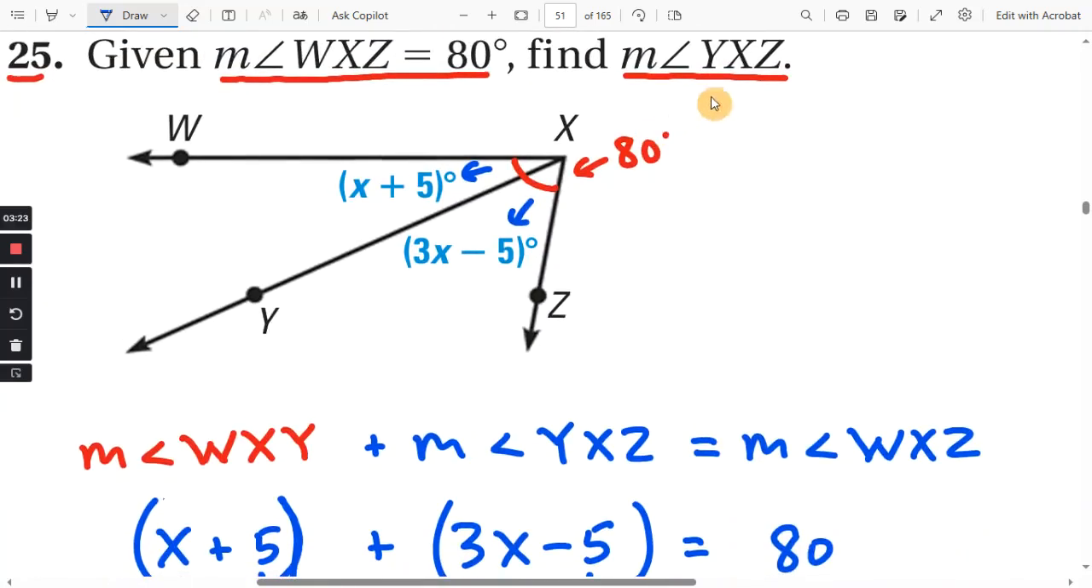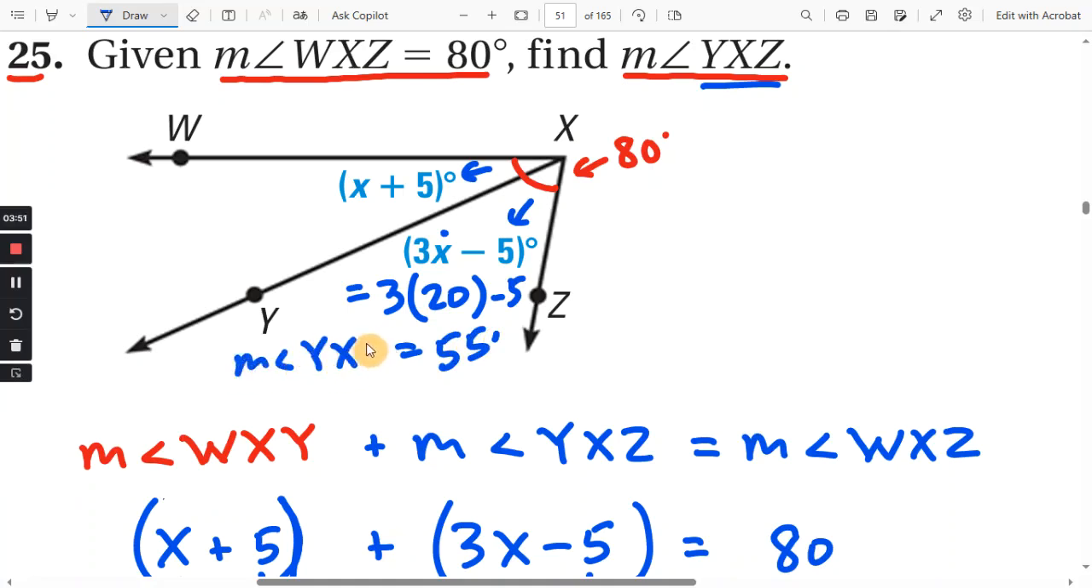So right here, we're looking for YXZ. That's this one, YXZ. If you put 20 right in there, that's going to be 3 times 20 minus 5. All right, and 3 times 20 is 60, minus 5, that's going to be 55. That's the measure of angle YXZ. All right, 55 degrees.